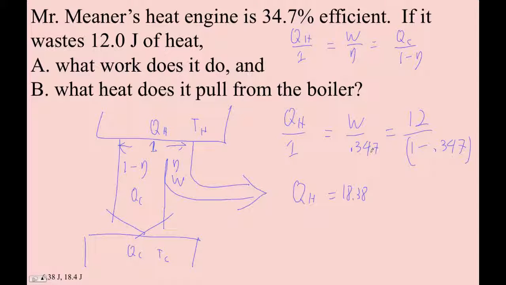Hold on. I did something unclever there. Okay, I'm going to multiply that by 0.347. And I get 6.38, right? So work is 6.38, and that's just a fast, simple way to solve these problems. You can make them harder than that if you want.